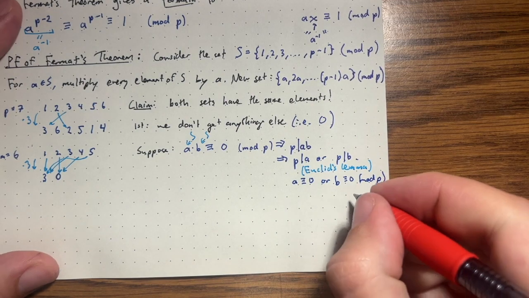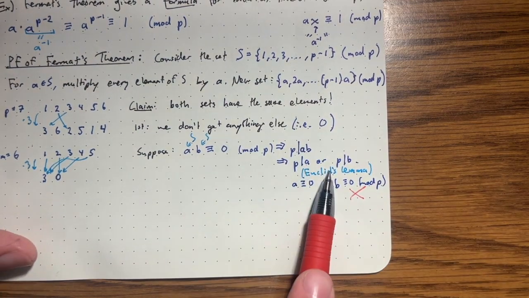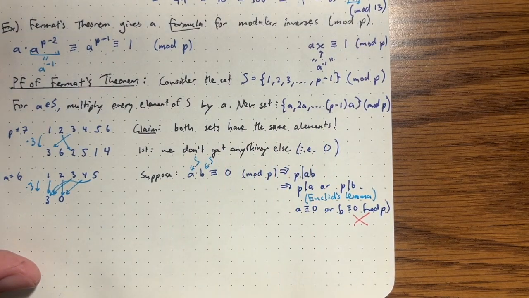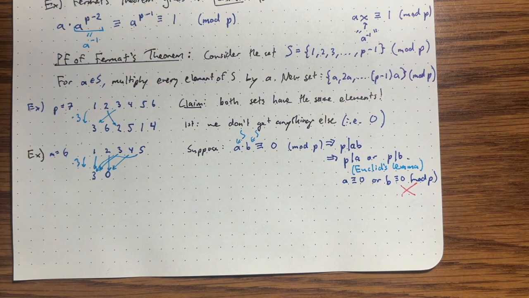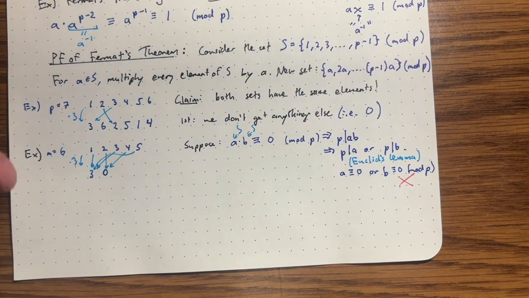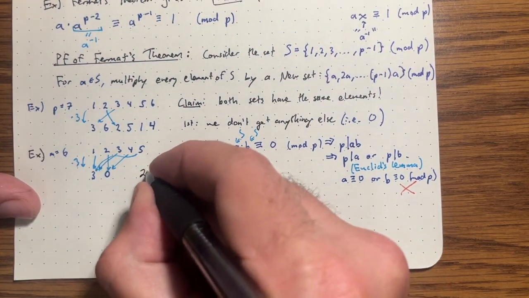That's a contradiction, because 0 is not in our S. 0 is not in our set S. Okay? So, claim 1 is done. We don't get anything else. Claim 2.